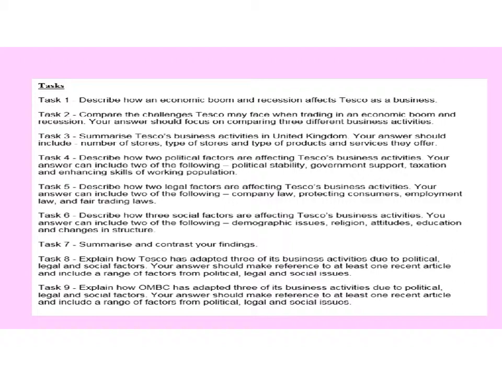And task 3 that we started yesterday was just to summarise Tesco's business activities in the UK. So your answer should include like the number of stores, type of stores and type of products and services they offer. So I want to know within the supermarkets the different types of supermarkets that they've got, and then also different other aspects that they have as well, such as banking, insurance and things. Put in there maybe the amount of money that they've made or lost recently, how many stores they've got, number of employees, lots of different information that you can find on the business. So we need more than what we put on Unit 1.